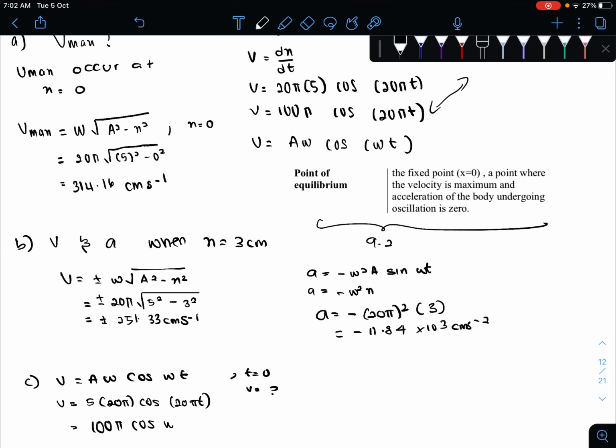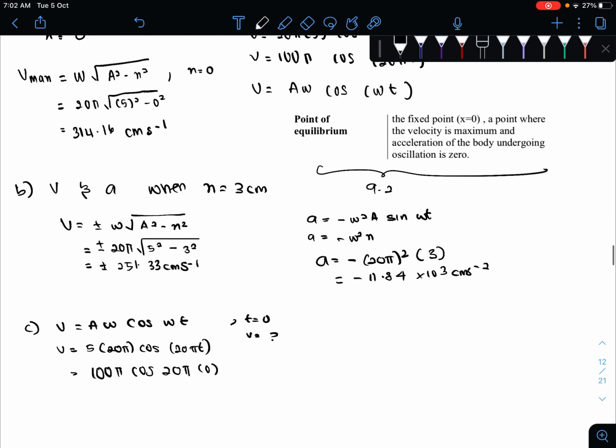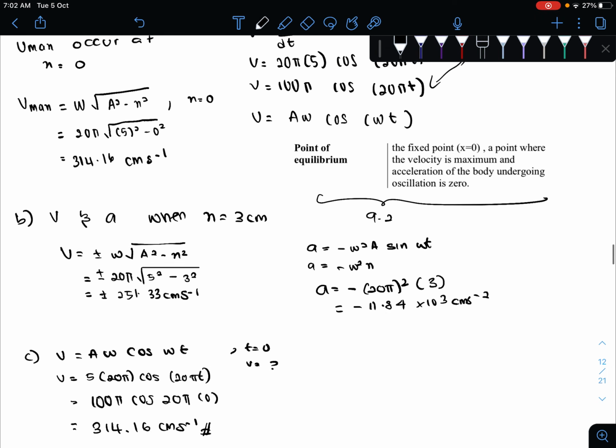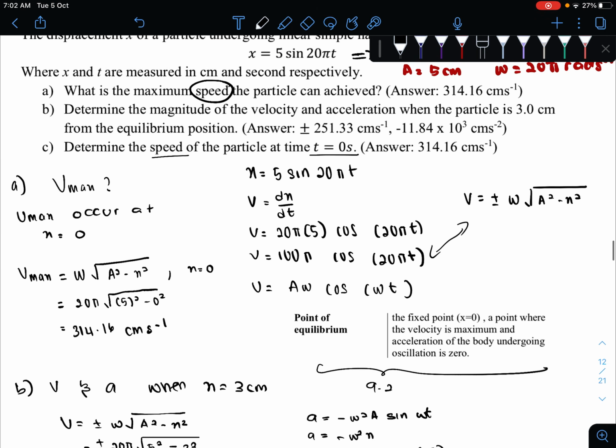100 pi cos 20 pi, with T equal to zero. And then press your calculator, make sure you press it correctly. Remember, your calculator must be in radian mode. And then multiply by 100 pi here, you will end up with 314.16 cm per second. Alright, I'll be good here.